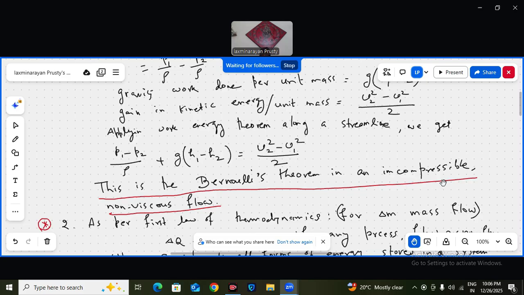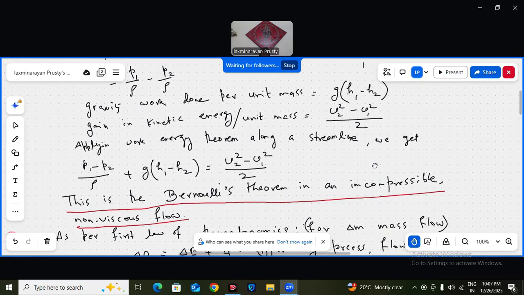If rho is not constant, then Bernoulli's theorem, P1 by rho and P2 by rho, will not apply. It depends upon what type of thermodynamic process it is, since the density is changing and thermodynamic compression is taking place. Okay, I think you have understood this.